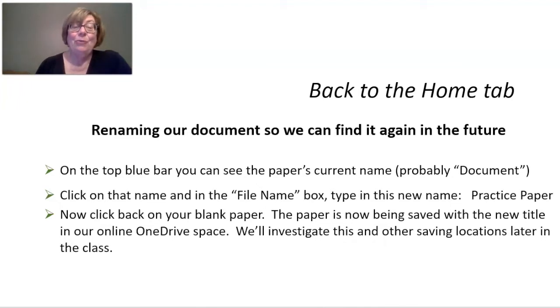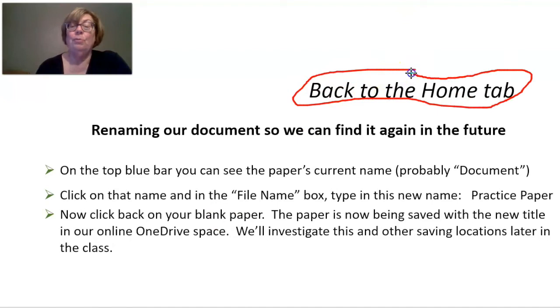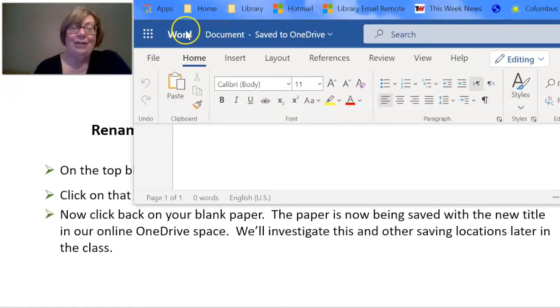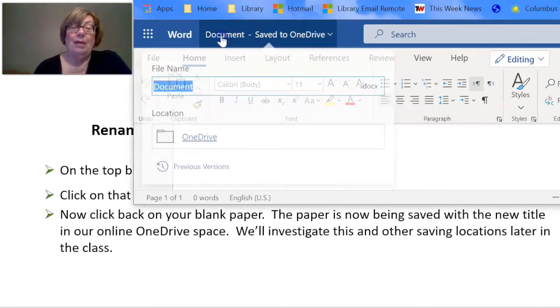So the last thing we're going to talk about now is renaming our document. So I'd like you to tap back to the Home tab. Okay? One more time, go back to your Home tab so that we're back to our piece of paper where we were to begin with. And we're going to rename your document so you can find it in the future. In the top blue bar, you can see the current name of this paper, which probably says Document. Here is the name of your document. And what I'd like you to do is click on that word Document.